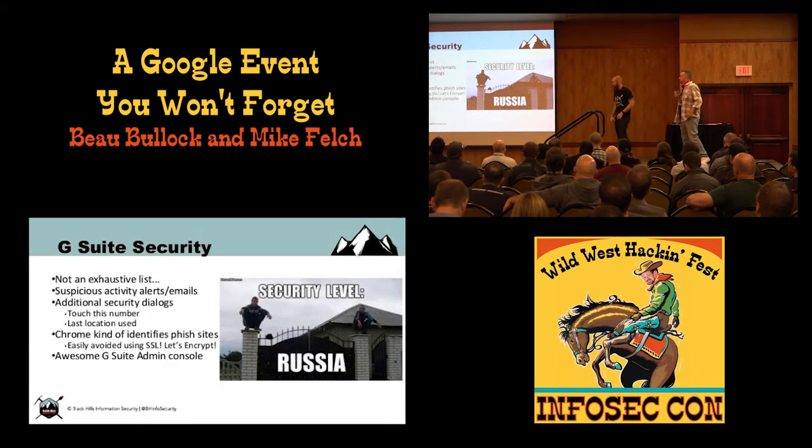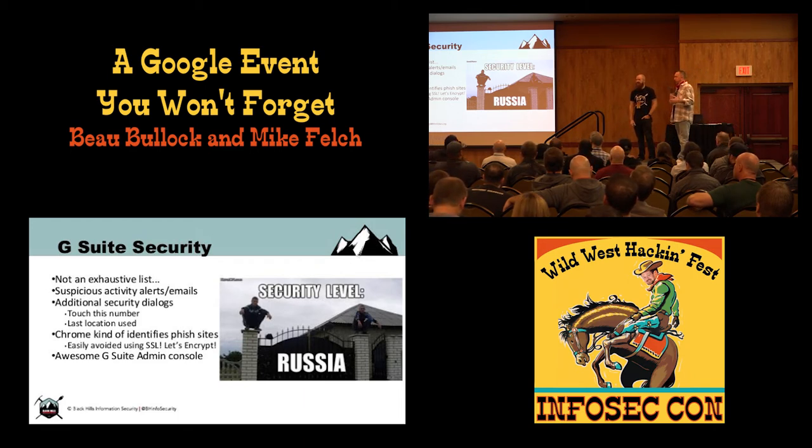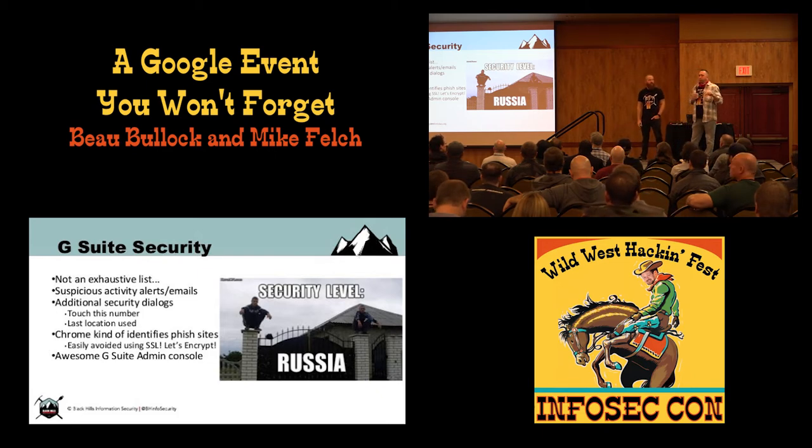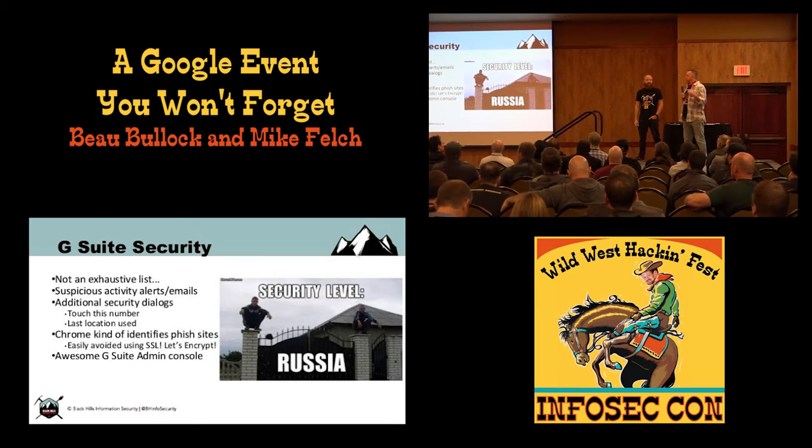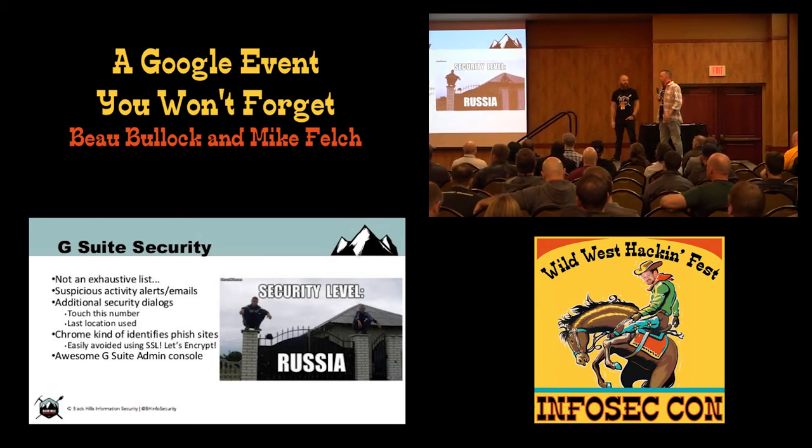All right, cool. So this is not an exhaustive list. This is basically just a few of the cool things that Google does for suspicious activity. Basically, it will send you an alert on your device. It'll email you. Some of the stuff you've probably already seen. The other thing that's interesting is that on some of the two-factor, they'll have additional security dialogues. They'll ask you to interact with it, and they'll show you some information.